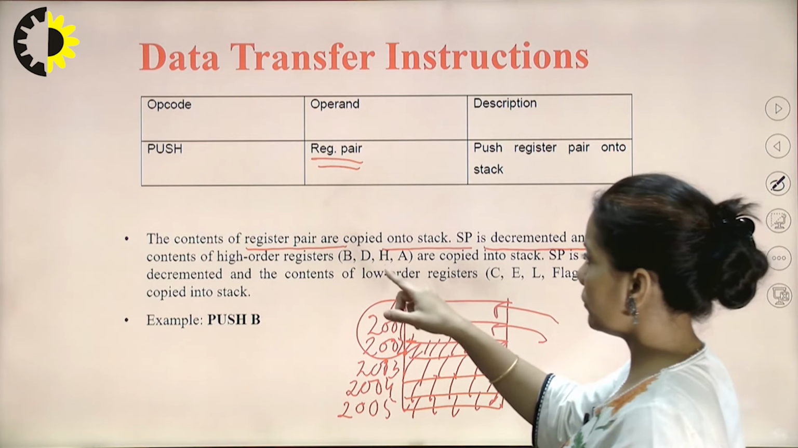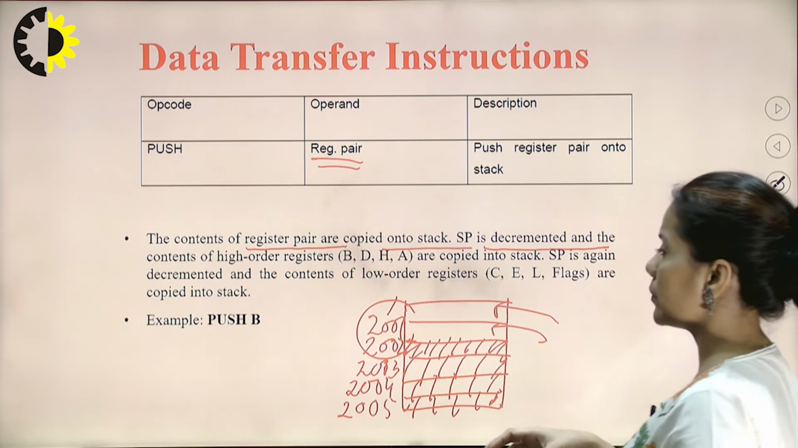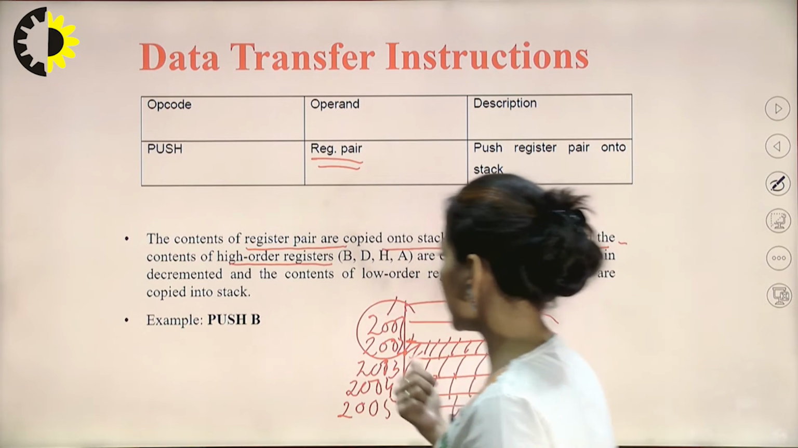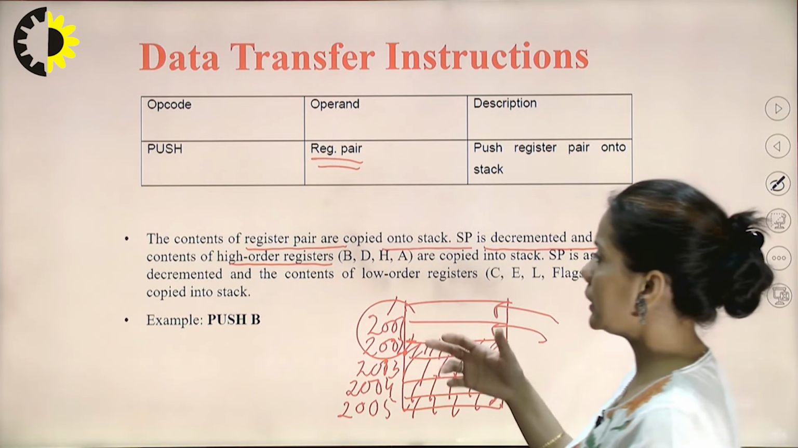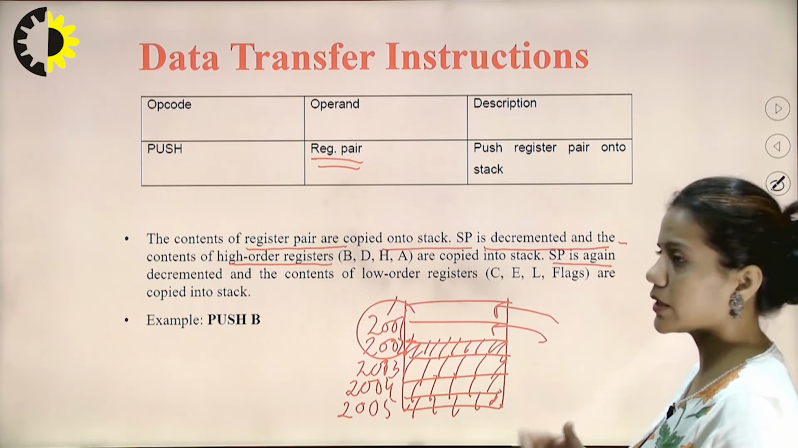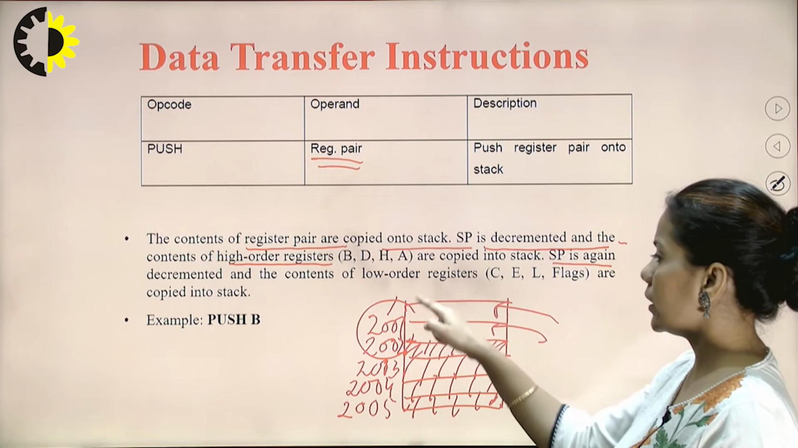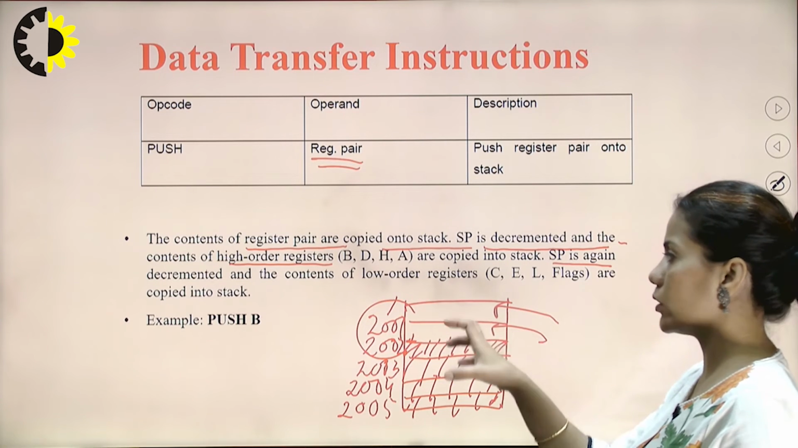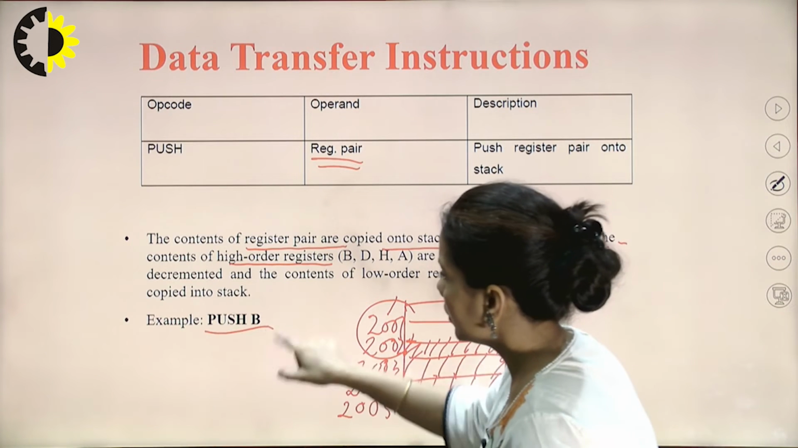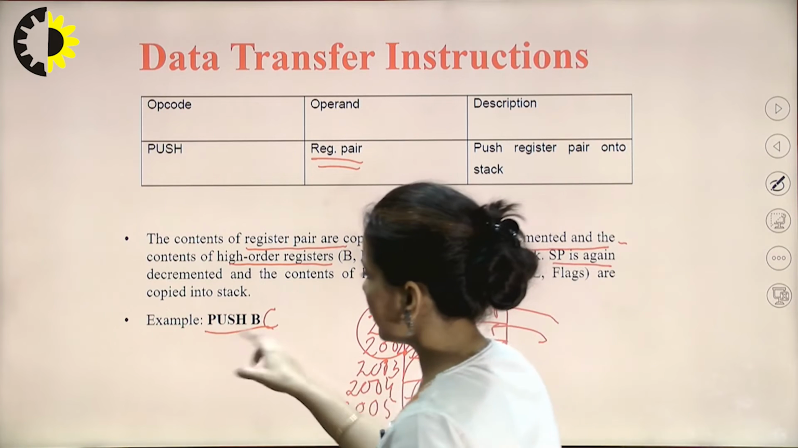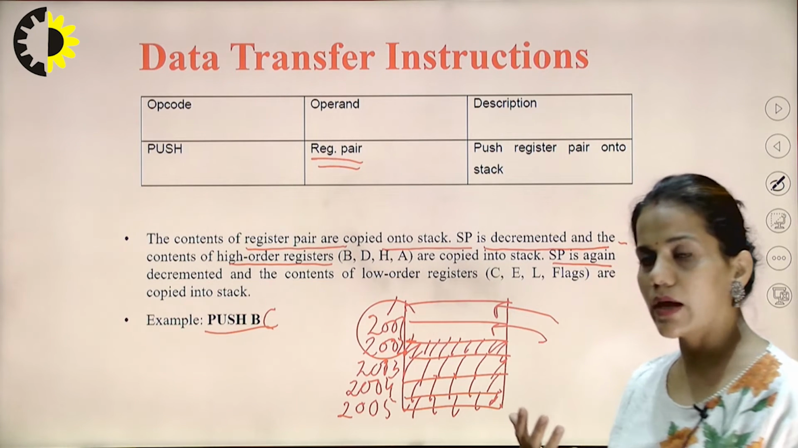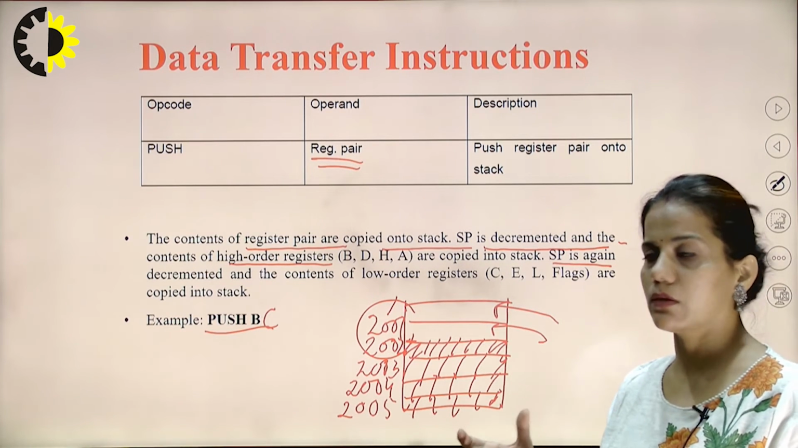While pushing something into the stack, the stack pointer is decremented, and the contents of the higher order registers, that is B, D, H and A, are copied onto the stack. Then the stack pointer is decremented again because the contents of the lower order registers have to be put in. So if we write push B, it means BC here. We don't write C, we just write push B. It already means that we are pushing the contents of the BC register pair onto the stack.